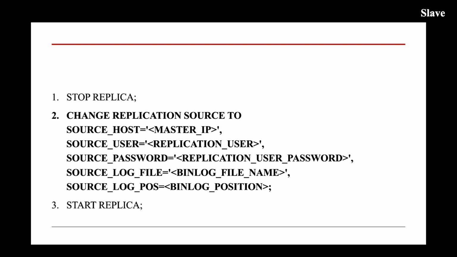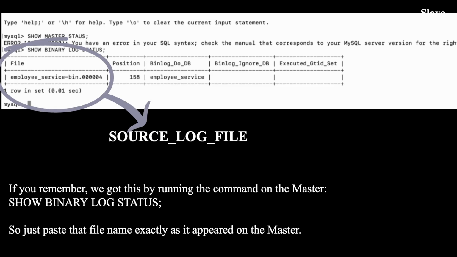Source_log_file is the binary log file name that we got from the master when we ran the show binary log status command. Source_log_file is the exact same file name as shown on my screen. If you remember, we got this by running the command on the master, show binary log status. So just paste that file name exactly as it appeared on the master. This tells the slave, start replication from this specific binary log file.